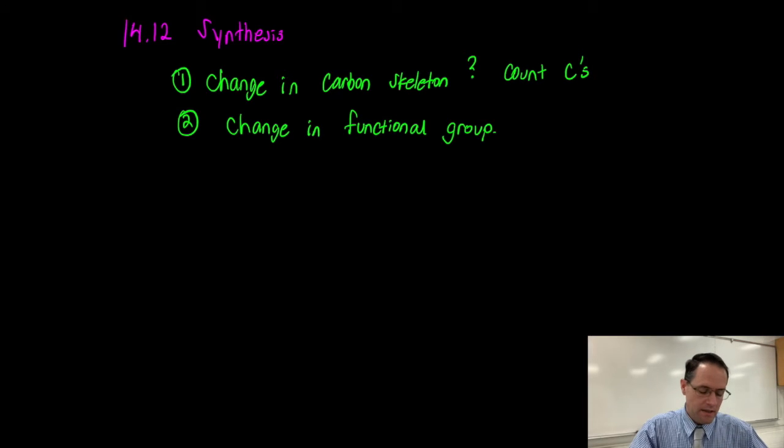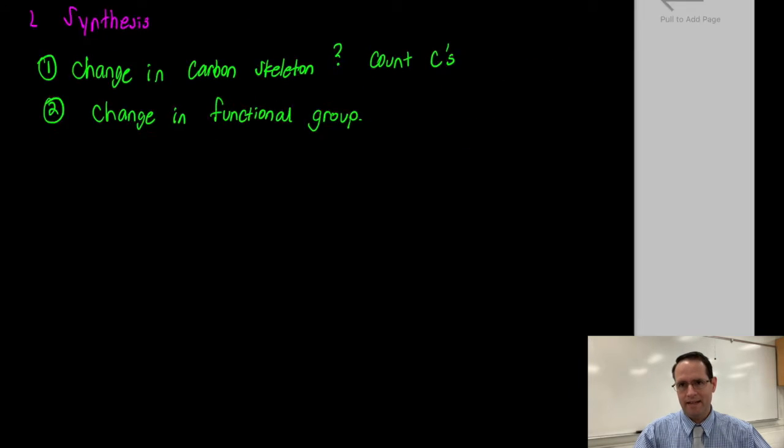Now in the book, the author suggests that you do two things. You want to examine, is there a change in the carbon skeleton? Count the number of carbons and see, are there some missing? Are there some added? Is there a different skeleton shape? Is there a change in the functional group? And then go from there and identify what can it come from, okay? You want to think backwards, generally speaking, okay?